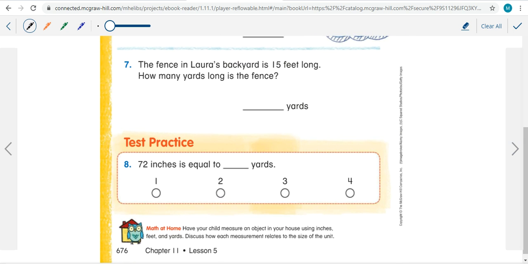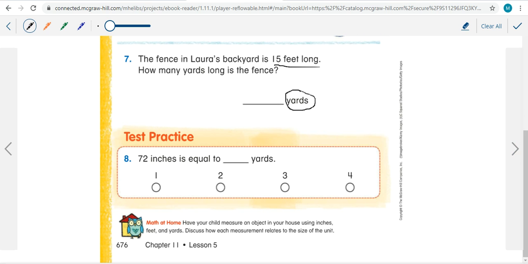Number 7, the fence in Laura's backyard is 15 feet long. How many yards long is the fence? I repeat, 1 yard is equal to 3 feet, so you have to find out how many yards this is. And number 8, 72 inches is equal to how many yards? Okay, you have to find out the answer.